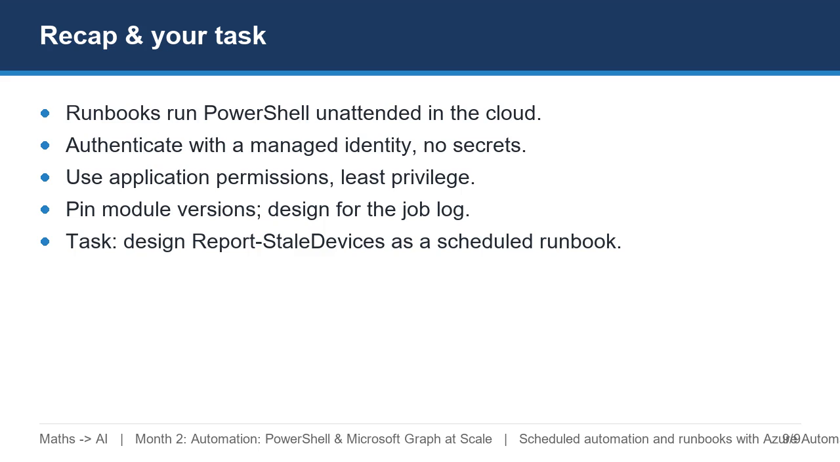Your task: design a runbook called Report-StaleDevices that connects with -Identity, takes a StaleDays parameter, lists devices stale beyond that window, and writes a JSON summary. State the exact app permission its identity needs and why, pin the Graph module versions with Requires, attach a daily schedule, and describe how you would read the log and alert on failure.